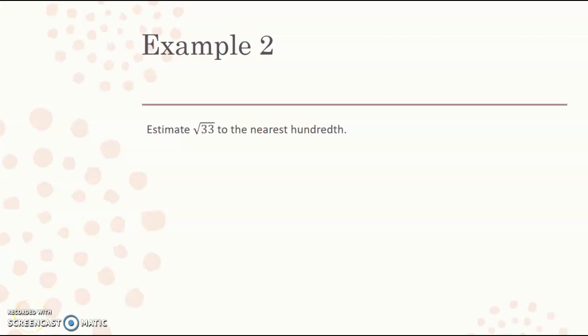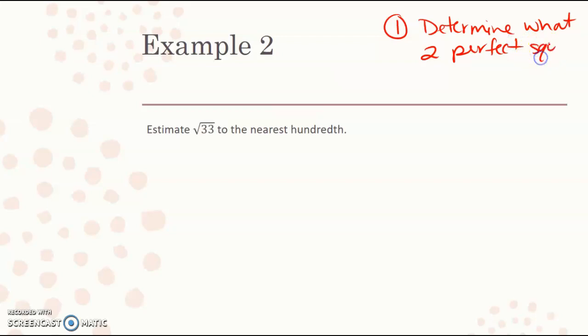Alright, so continuing on with our estimating square roots, we're going to use a table to estimate this irrational number. And so we're going to go to the hundredth. The idea is the same. Our first step is to determine what two perfect squares, in this case, the square root of 33 lies between.